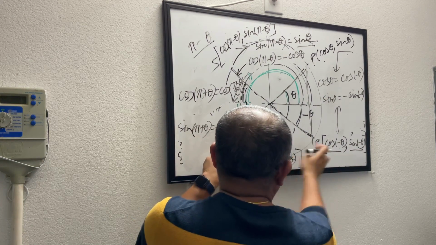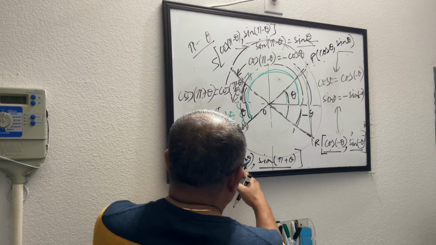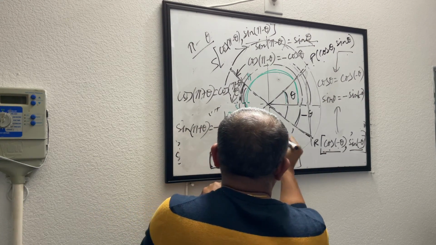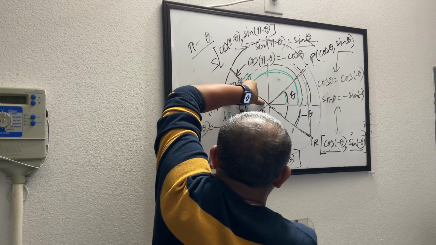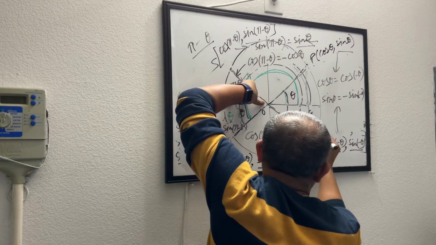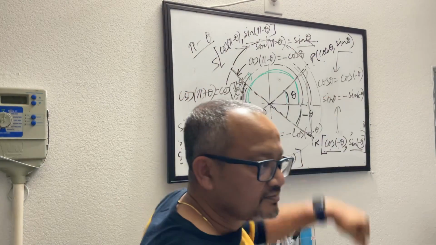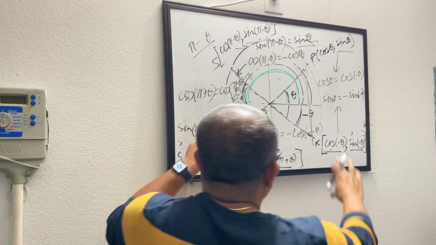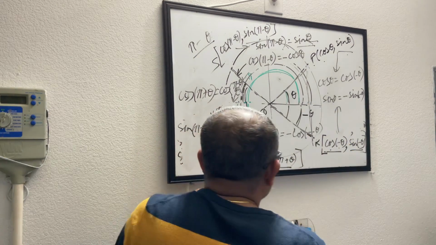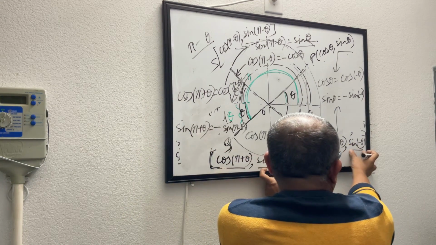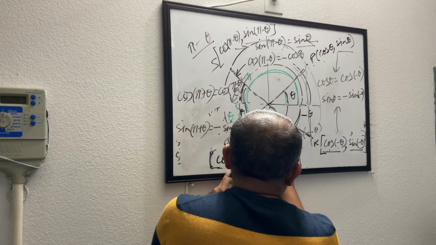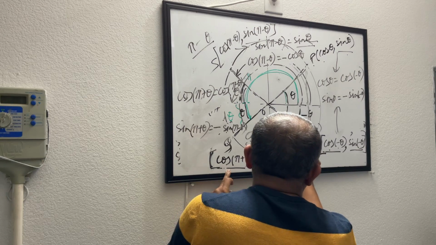Now look at this point and this point. What does it tell? Cos of pi plus theta, which is the x coordinate. See, here it is negative, here it is positive. So that will be equal to negative of cos of minus theta. Now if you look at the y coordinates, both are negative, both equal. So what is the y coordinate here? Sine of pi plus theta is equal to sine of minus theta.